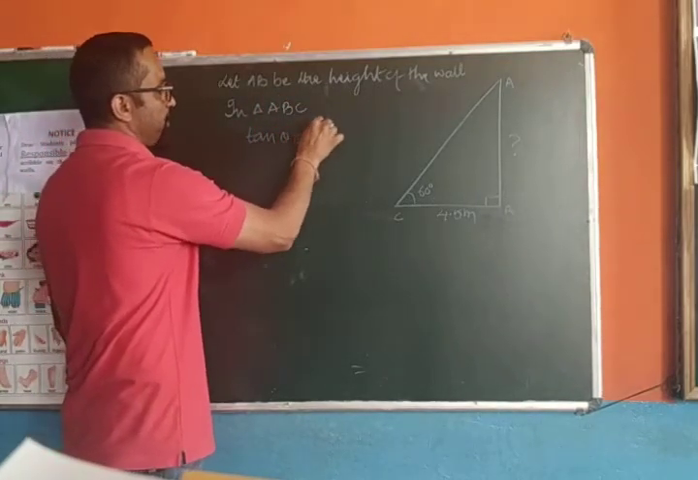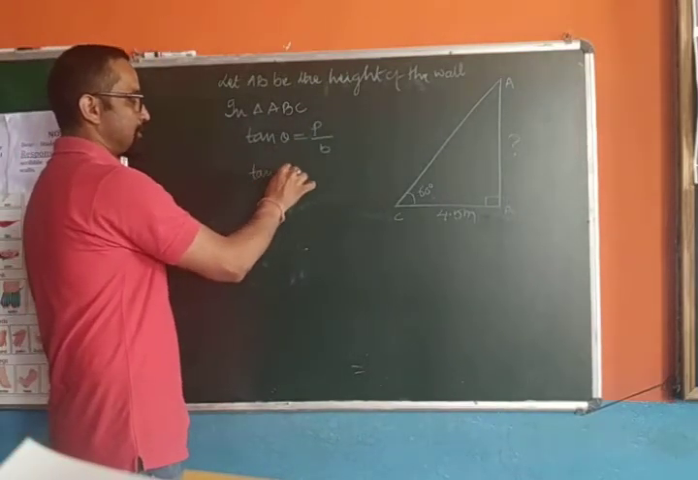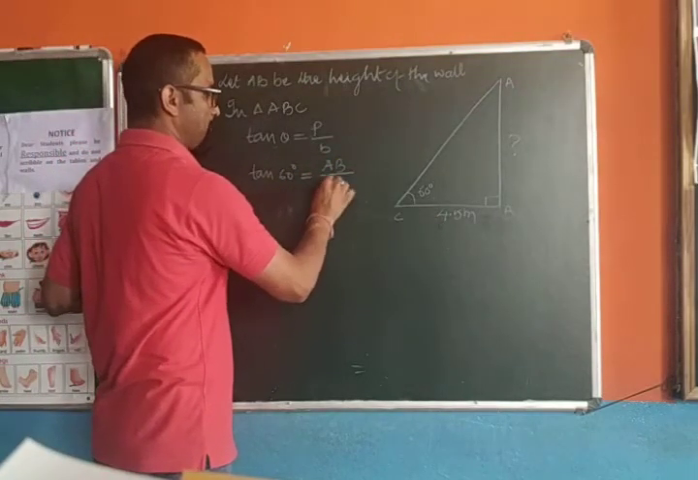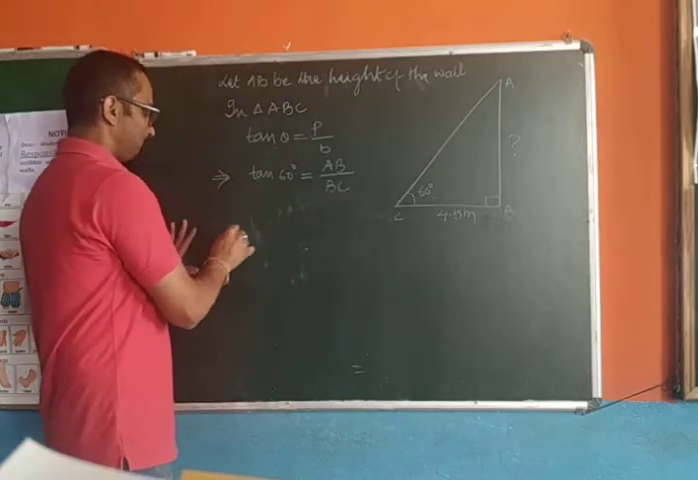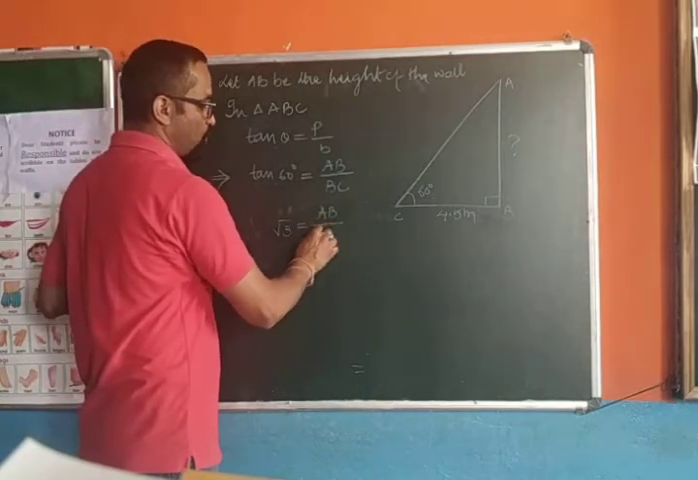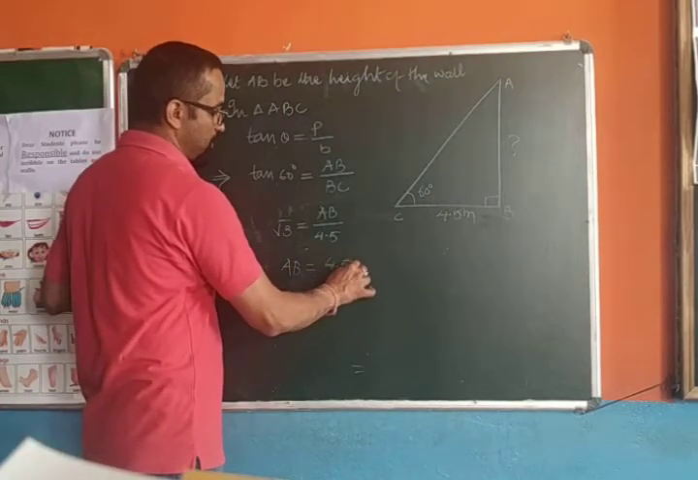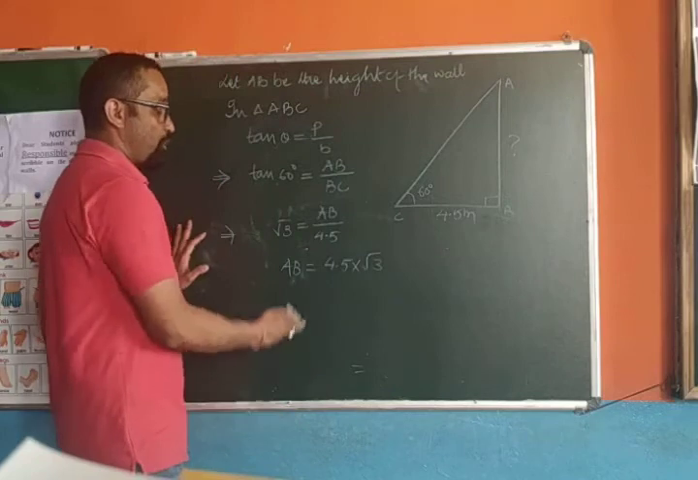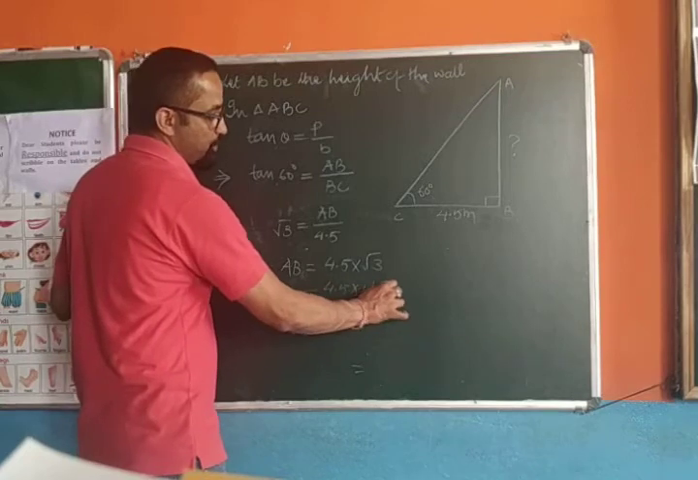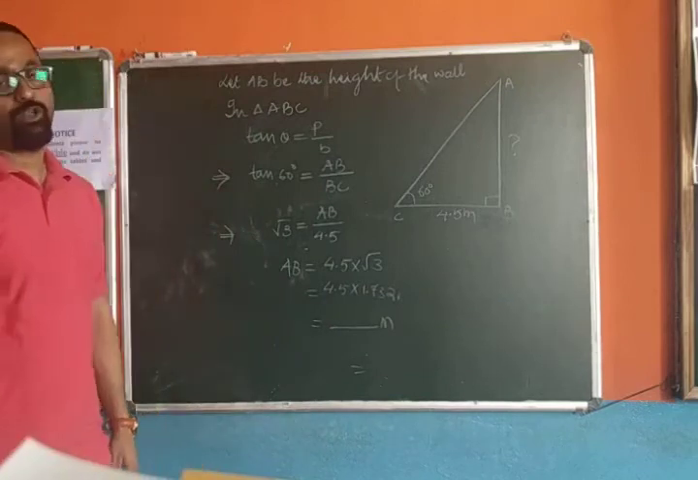Tan theta is perpendicular upon base. Tan 60 degree, perpendicular is AB, base is BC. Substitute tan 60 is root 3, AB divided by 4.5. AB is equal to 4.5 multiplied by root 3. And once you know this, 4.5 multiplied by 1.732, multiply this, you get the answer, the height of the wall.